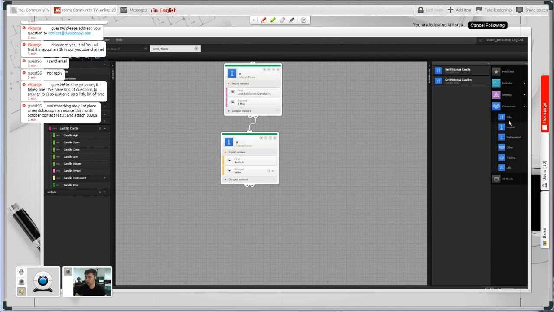Info. Where is the get time block? Sound stop switch. Get timing. Here it goes.